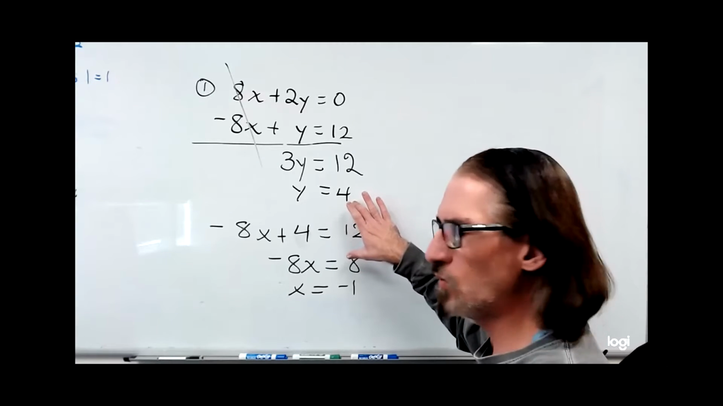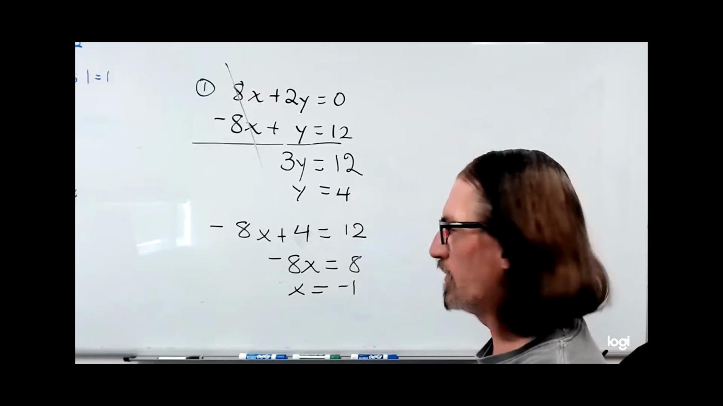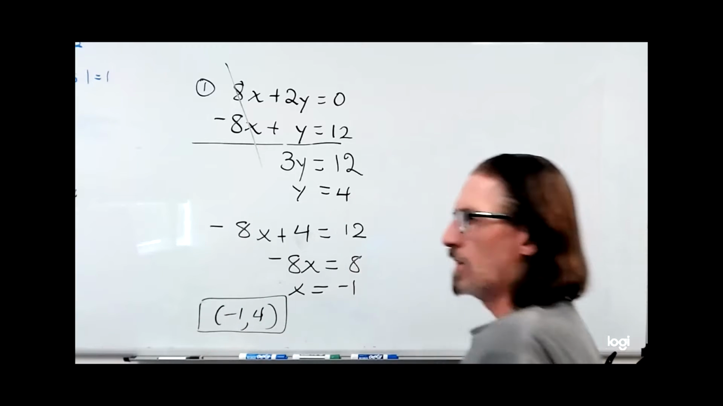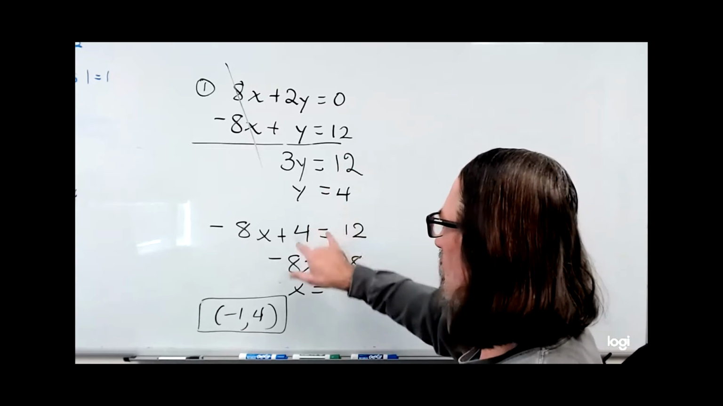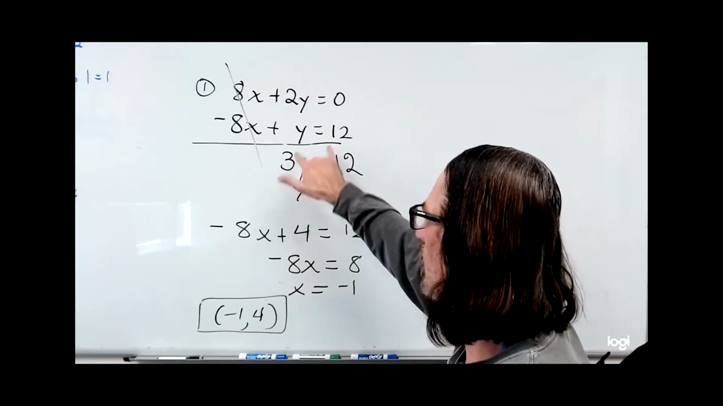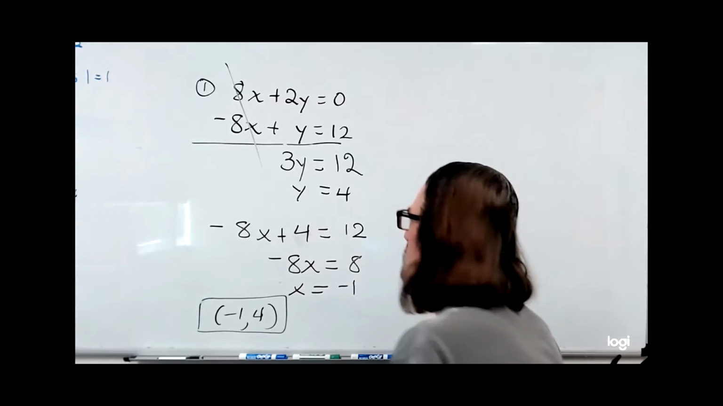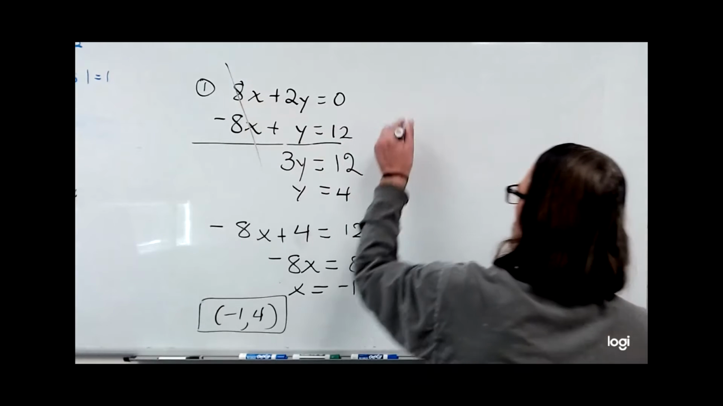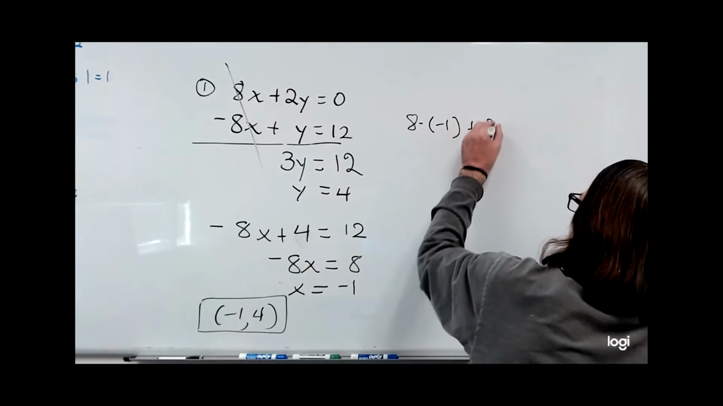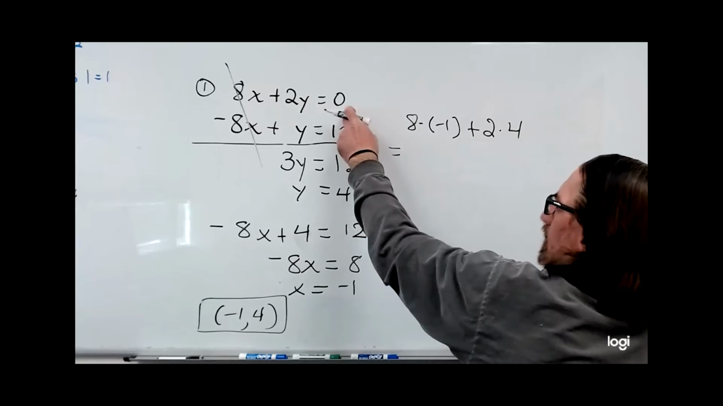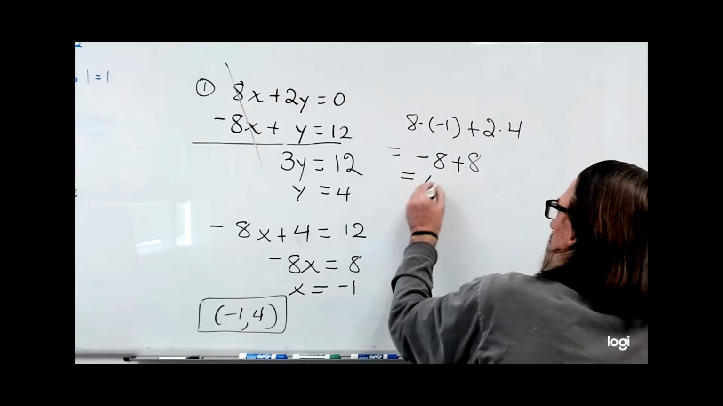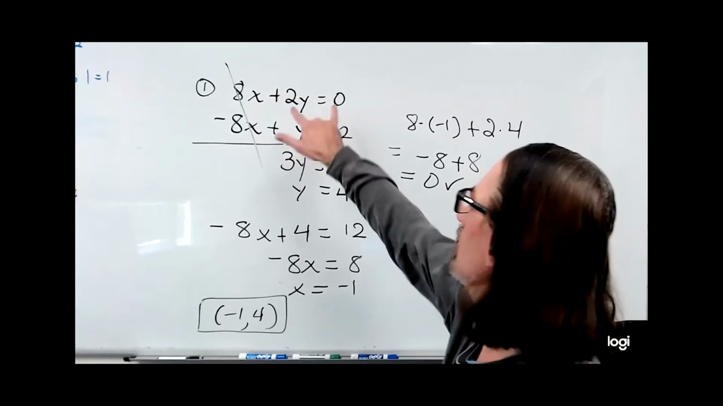If we were to compare this to solving graphically, we would have seen them intersecting at the point negative 1 comma 4. It's also a good idea to do a check. Since I got x equals negative 1 from the second equation, I'm going to do a check with the first equation. So 8 times negative 1 plus 2 times 4. I want to see if we come up with 0, and multiplying before I add, we do in fact get that 0 equals 0.